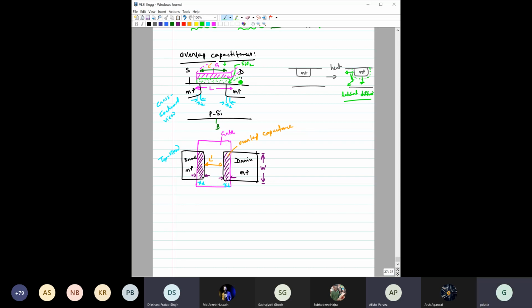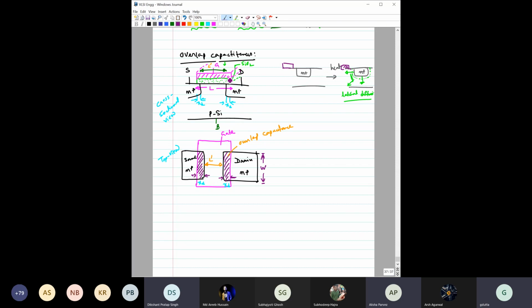Now, is it important or should we have it? The answer is yes. Suppose you make the gate something like this, and even after the lateral diffusion, the gate is on this side, right? You can see there is some region which is not covered by the gate and also not covered by the N plus region. In this region, the gate has no control, so the channel will not be formed here. The channel will be disconnected from the drain or source side, so you will not have any current.